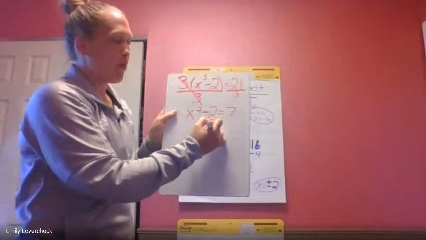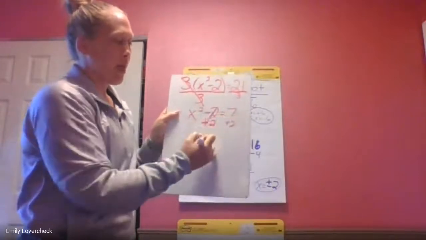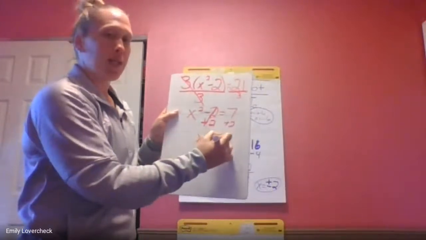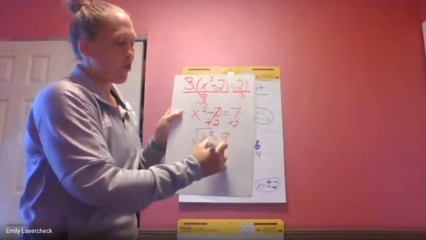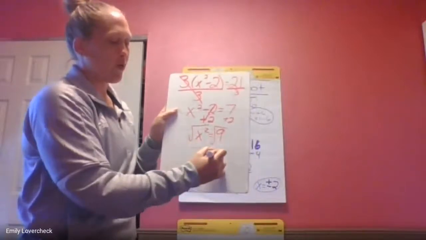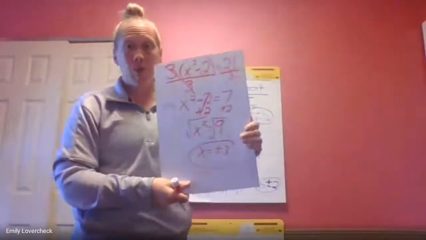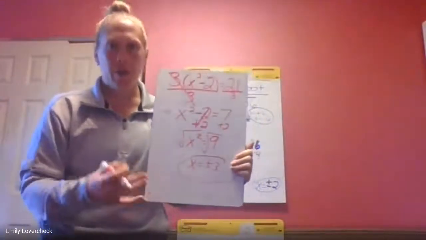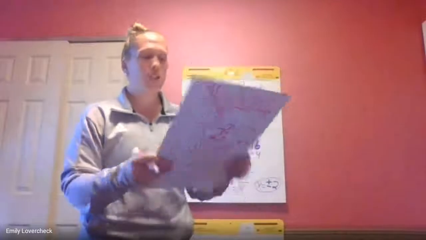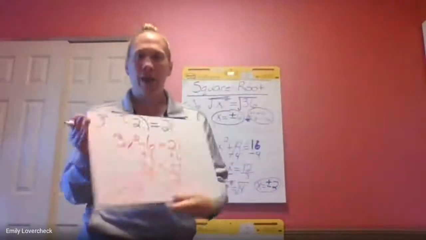I then add 2 to both sides. X squared equals 9. And then I square root. X equals plus or minus 3. Either way works. This way might be a little bit confusing because it's a little bit different than what we normally do. So definitely you can go back to doing it this way.